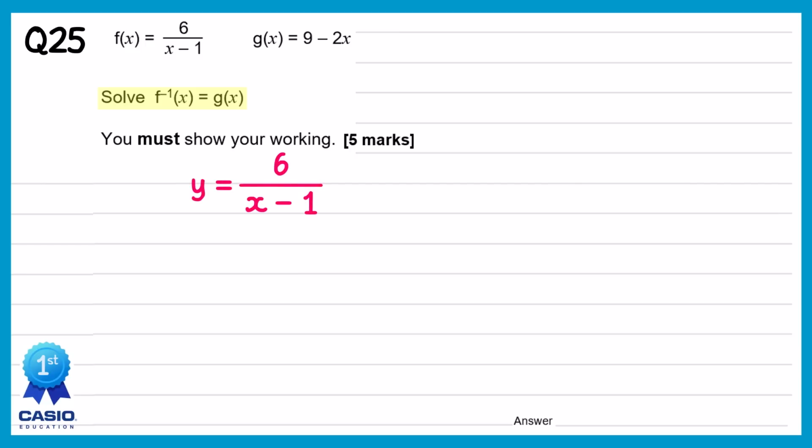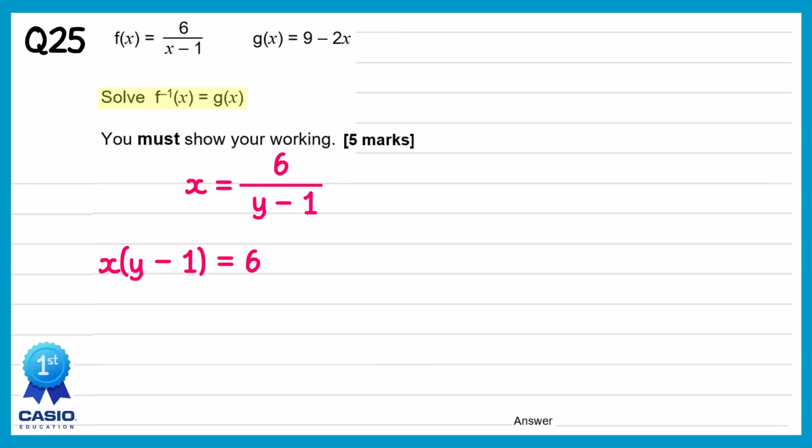We'll then swap the x's with y's and y's with x's, so instead of y equals, it's x equals, and instead of x minus 1, it's y minus 1. We now need to rearrange this to make y the subject. To do this, we'll multiply both sides by y subtract 1. On the left-hand side, that'll give us x lots of y subtract 1, and on the right-hand side, this y subtract 1 will cancel, so we just have 6.